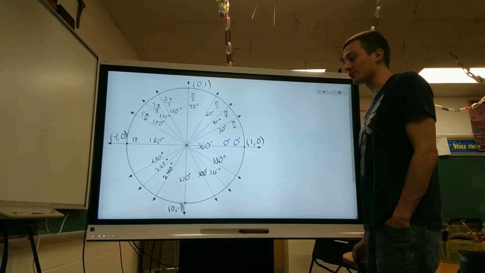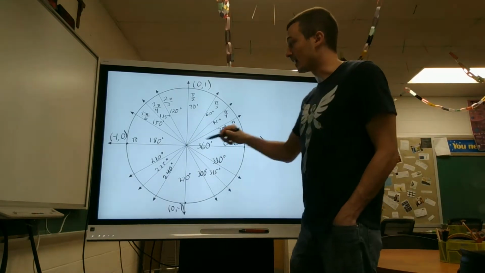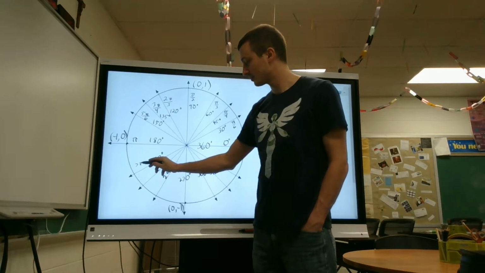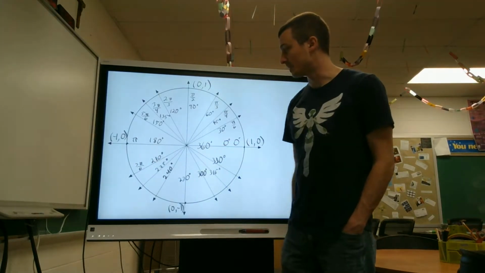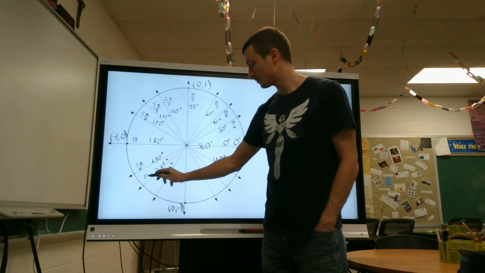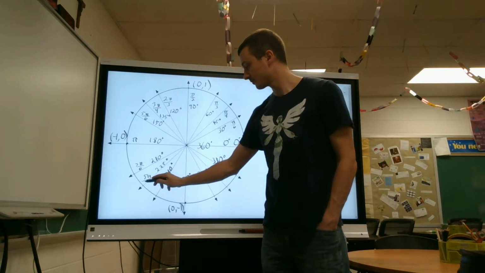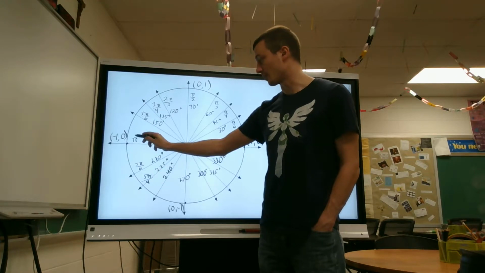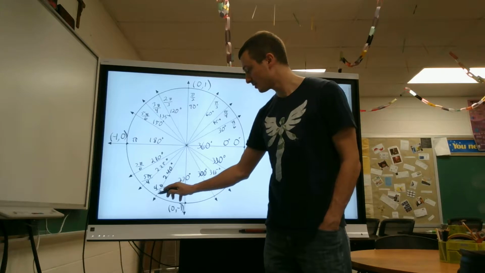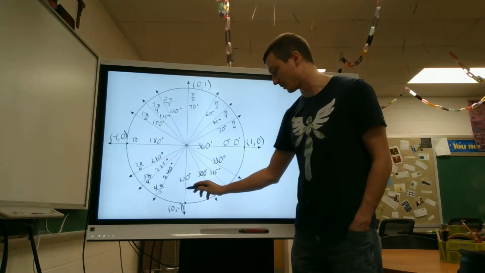As far as the radians are concerned, the way I think about it, this is 6 pi over 6, so this is 7 pi over 6. This is 4 pi over 4, so this is 5 pi over 4. This is 3 pi over 3, so this is 4 pi over 3. This is 2 pi over 2, so this is 3 pi over 2.